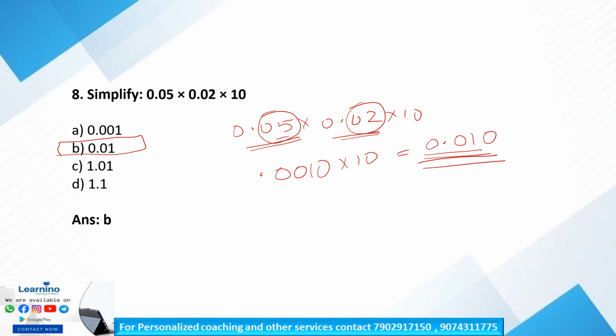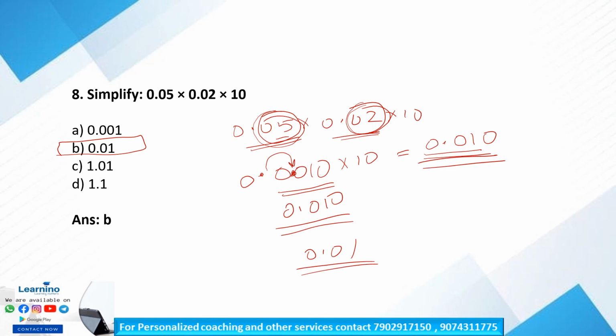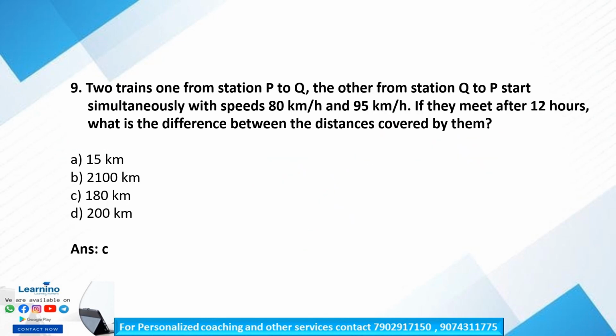That is equal to option B, 0.01. Is it clear? We have to multiply 5 and 2 first. We have 2 decimal places in each, that is a total of 4 decimal places. So 0.0010 into 10, we shift the decimal, that is equal to 0.010. So our answer is 0.01, option B. Clear? So next question, question number 9.